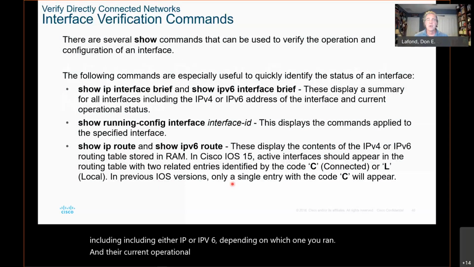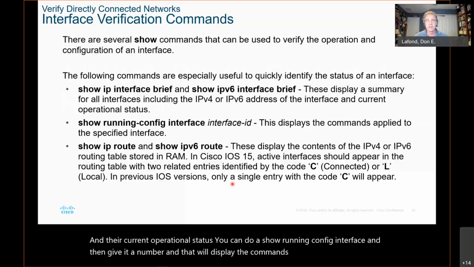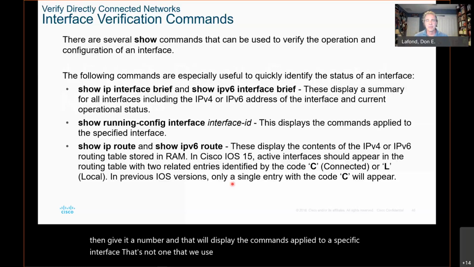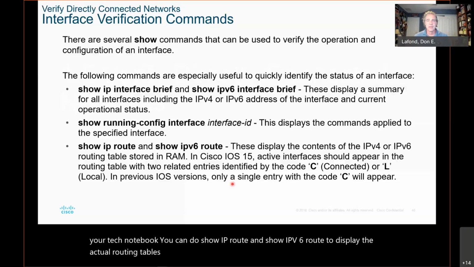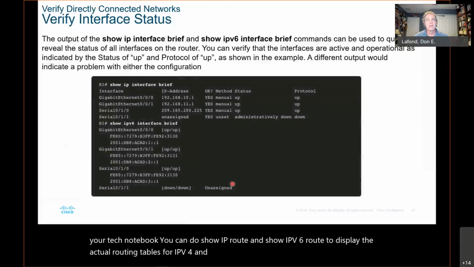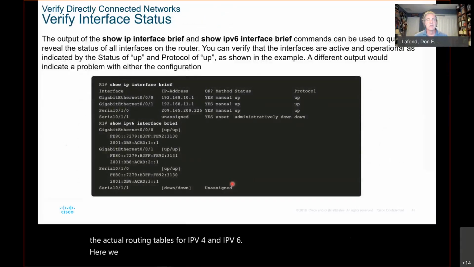You can do a show running-config interface and then give it a number, and that will display the commands applied to a specific interface. That's not one that we use very often, so that would definitely be helpful for your tech notebook. You can do show ip route and show ipv6 route to display the actual routing tables for IPv4 and IPv6. I'll show you all those commands in a moment.